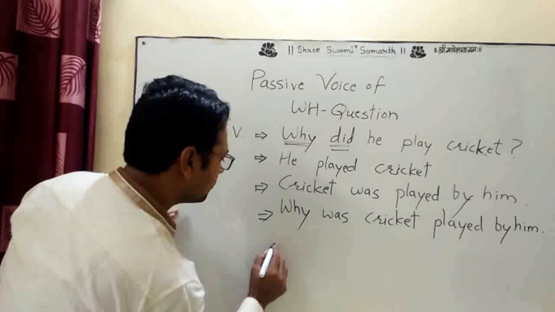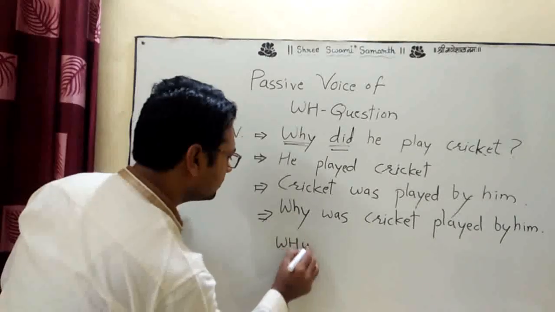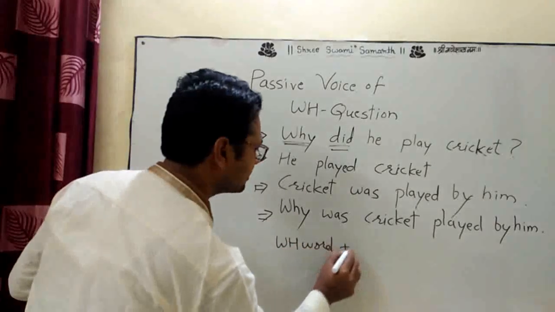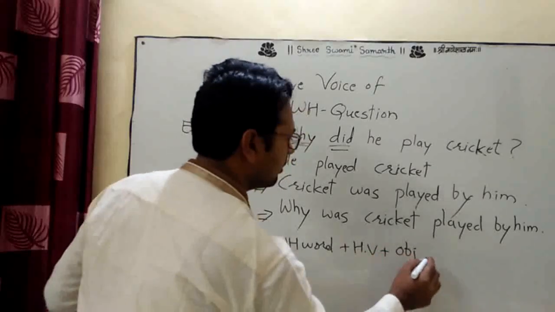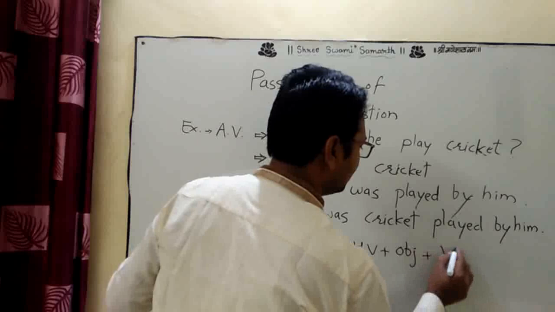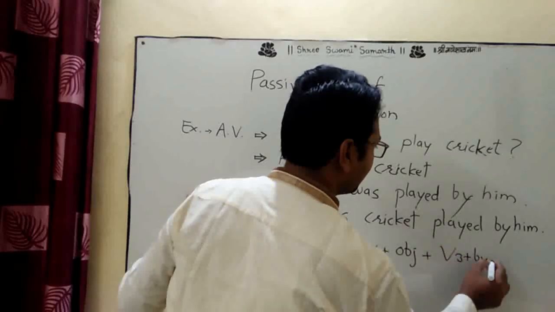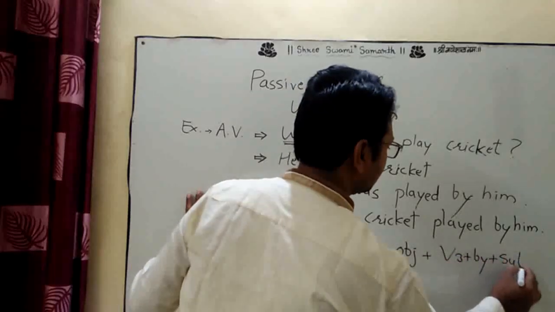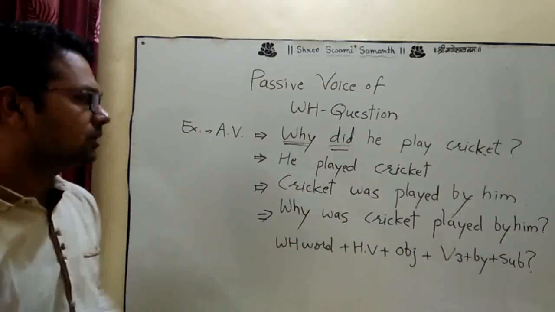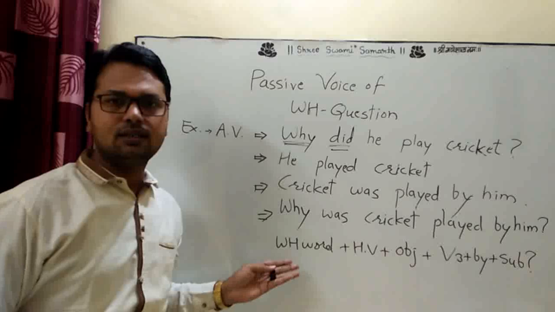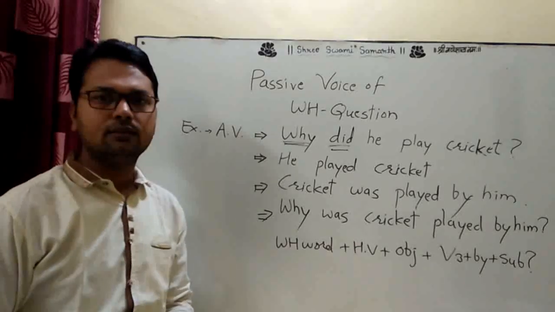One formula: WH word plus helping verb plus object plus V3 plus by plus subject, and then a question mark. There is a question mark at the end. Okay, it is very easy to understand this WH word.